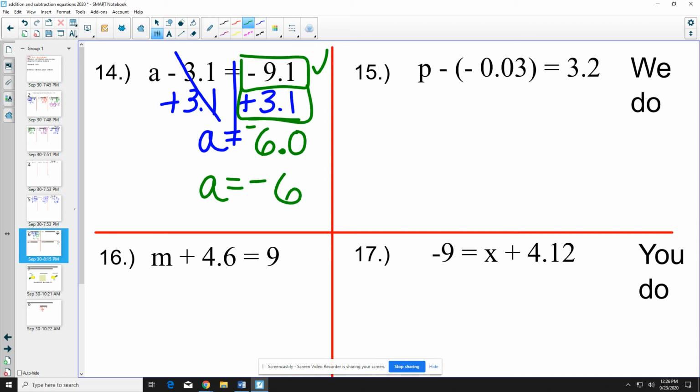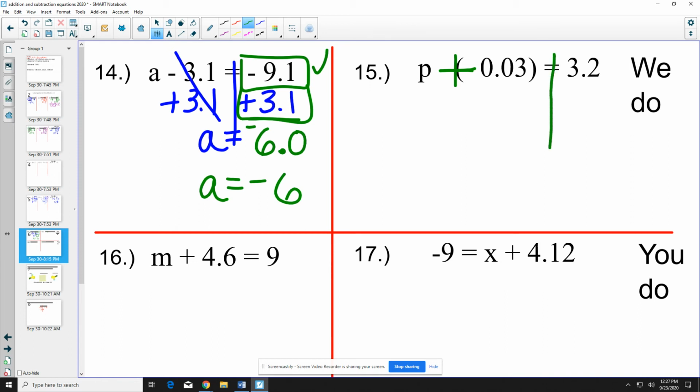All right, do number 15 with me. In your notes, write P minus negative 0.03 equals 3.2. Okay, notice it says minus negative. What do we do about a minus negative? Yes, make that a big plus. So before you even start solving, if you have a minus negative, make that a big plus.